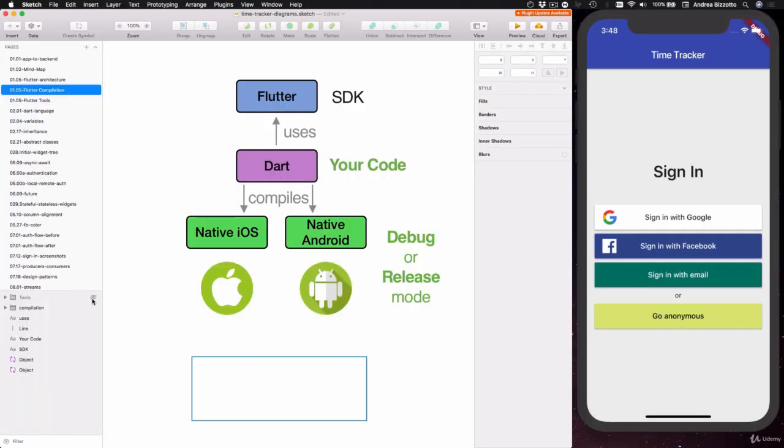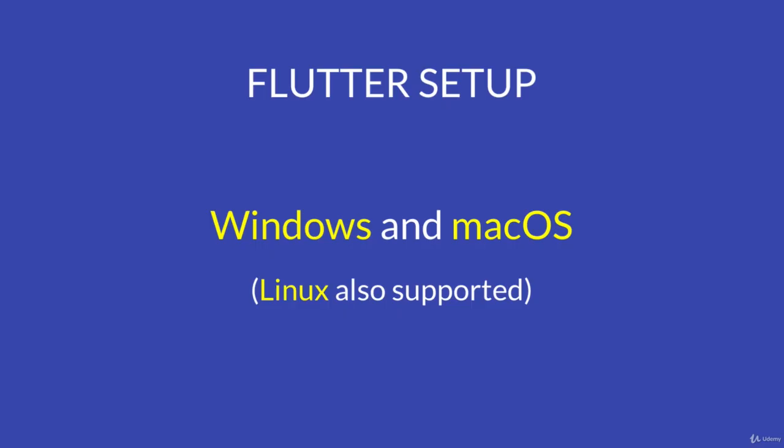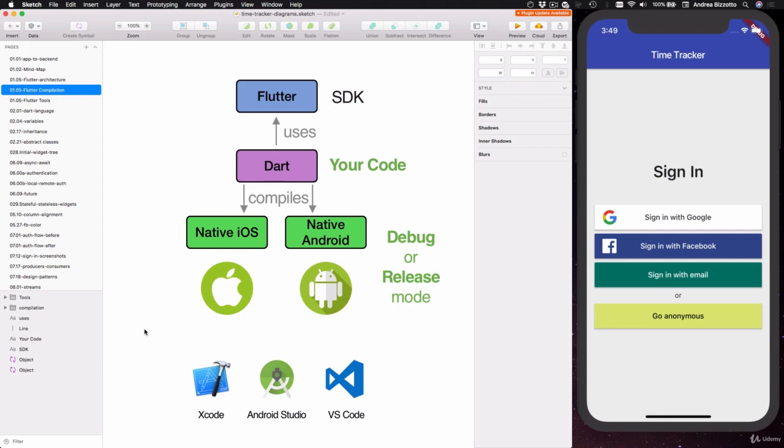Before we start building apps in Flutter, we need to download the Flutter SDK, and we'll also need to download and configure an IDE, which is the program that we will use to write our Flutter apps. By the way, you can develop apps in Flutter both on macOS and Windows, and we will go through all the installation instructions in the coming sections. But before we do that, I'm going to give you an in-depth overview of the Dart language.